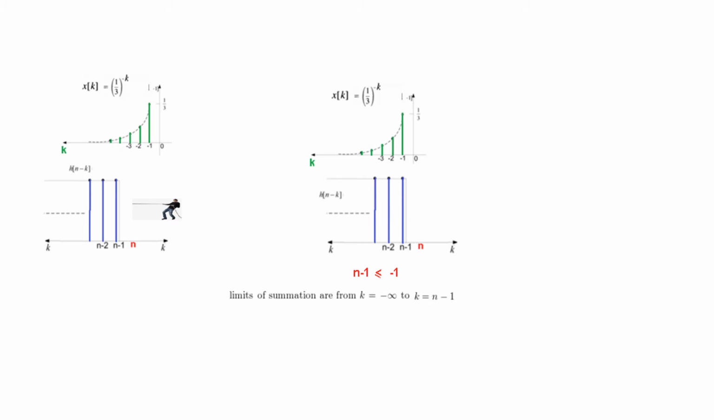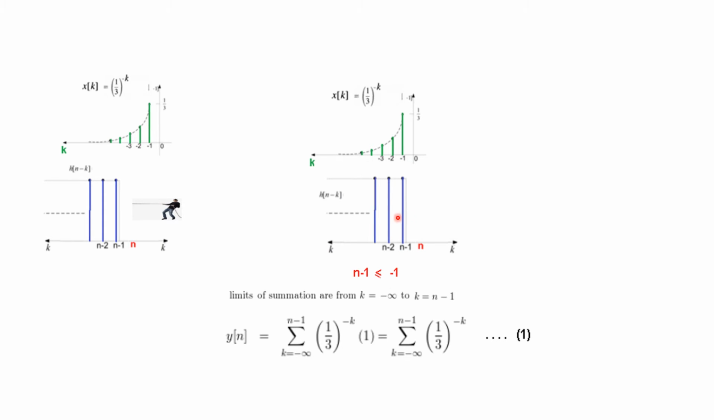Okay, the limits of summation are from minus infinity, where we are coming from, and where we are stopping is at n minus 1. So this is the limit. And so the y[n] formula we can now write. y[n] is the sum from minus infinity to this limit n minus 1, of the value 1 over 3 to the k, which is this, multiplied by 1, which is this. So this is our final equation. We call it equation number 1 for the convolution when up to a point n minus 1.